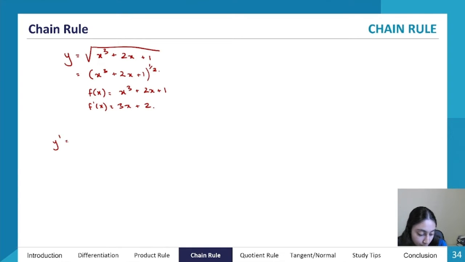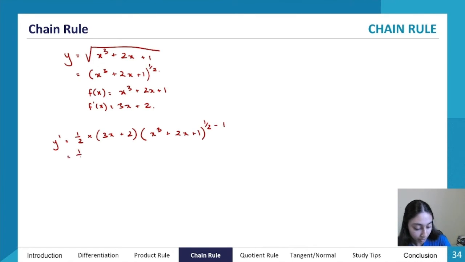So my y dash will be equal to my n, which is a half, times my f dash of x, 3x plus 2. Let me rewrite that because that's gross. 3x plus 2 times my f of x, x cubed plus 2x plus 1, all to the power of n minus 1. So a half minus 1, which gets me to a half, 3x plus 2, x cubed plus 2x plus 1 to the power of negative a half.